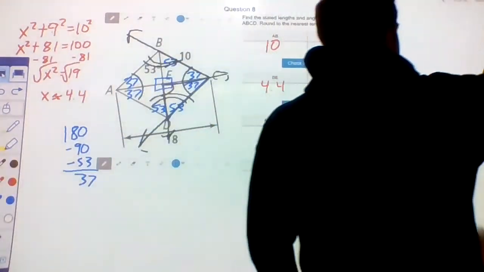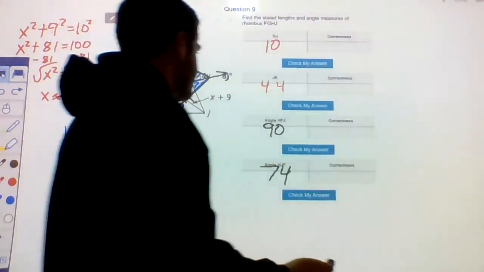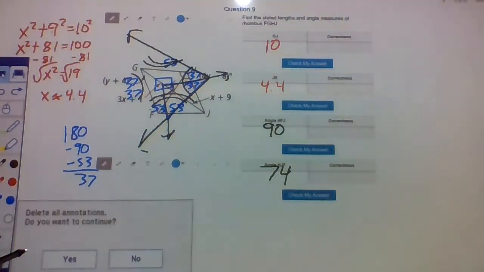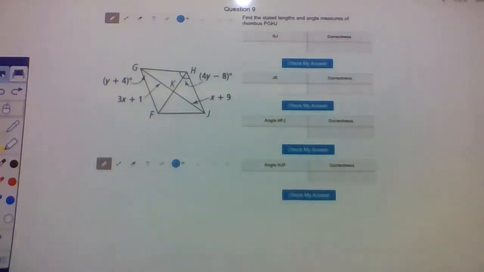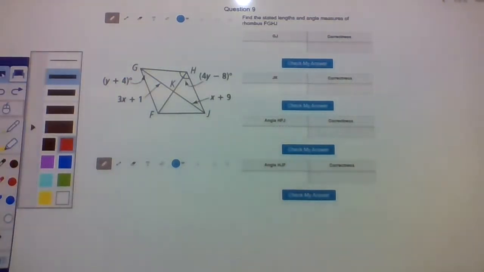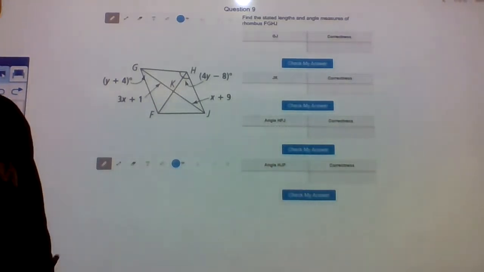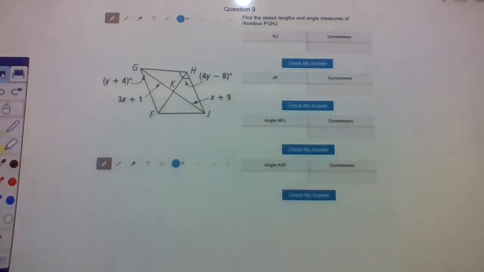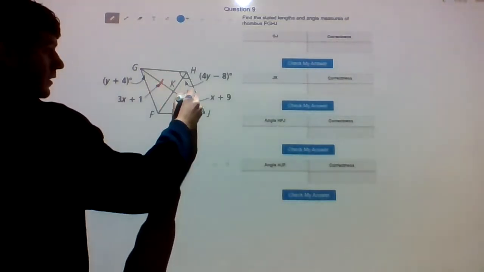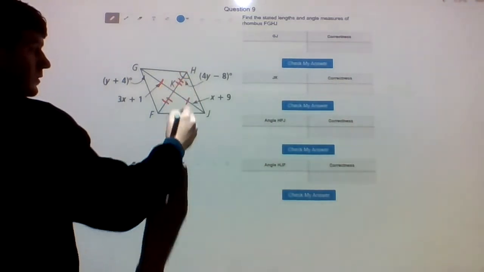Question 8. We got 3 more here. Next one is also a rhombus. So we're starting again with sides that were diagonals in this case. We know a rhombus is a parallelogram, so we know diagonals bisect each other, right? We know that those two pieces and these two pieces are the same.